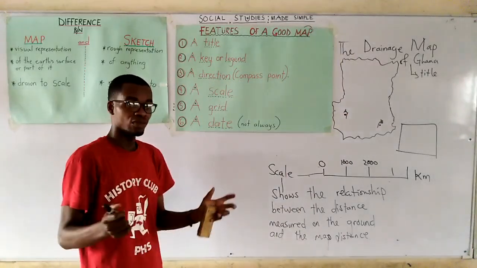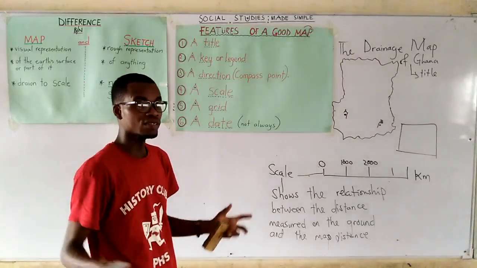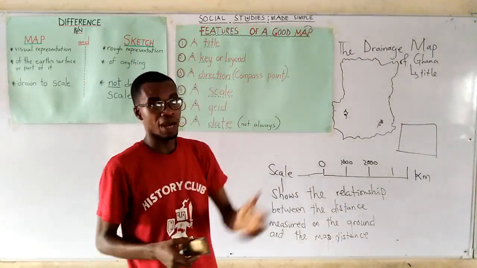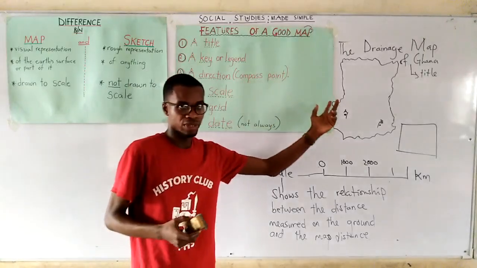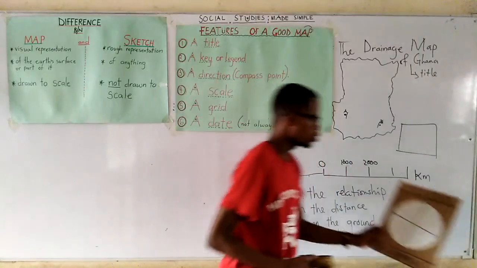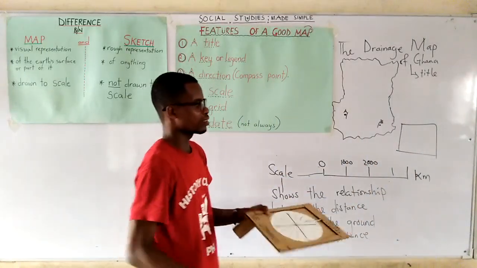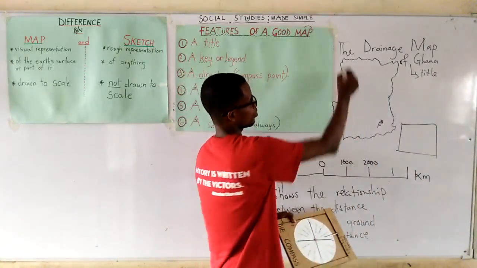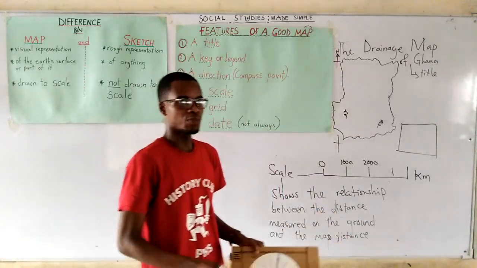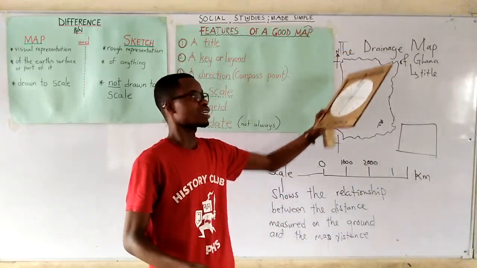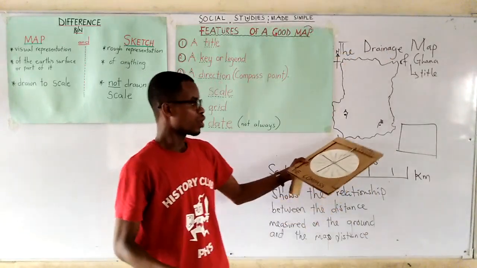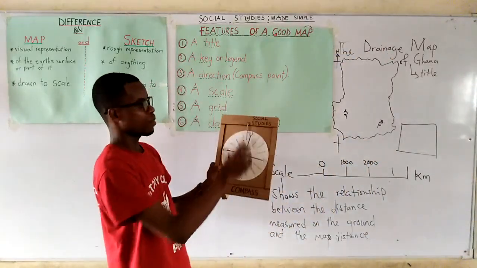Okay, can we move on to the direction now? So the direction of a good map is talking about what? The compass point. We've already talked about the compass point. So you always have it. You can place it around here or around here, then you see the north pole. When they indicate the north pole, you can get the 3 other cardinal points. So you have a compass point. A good map must always have this.